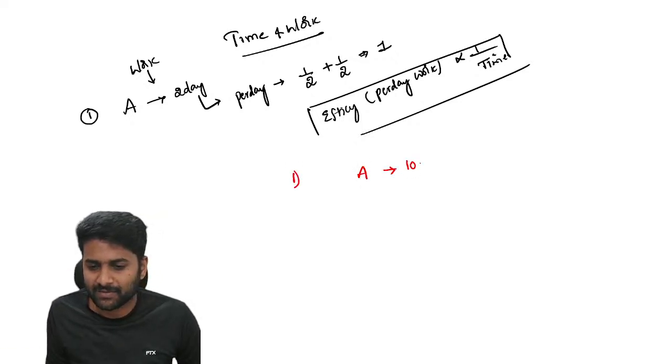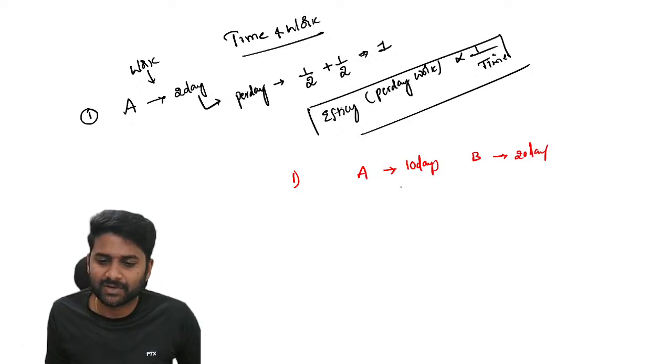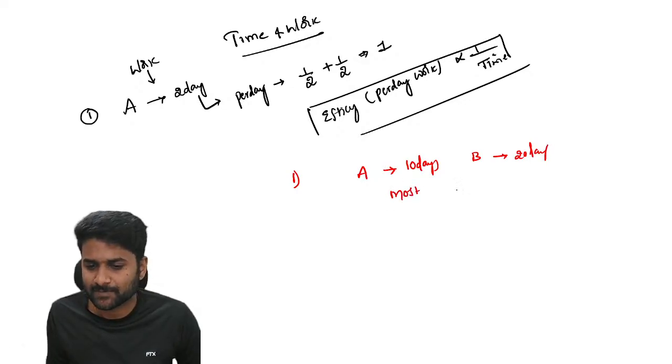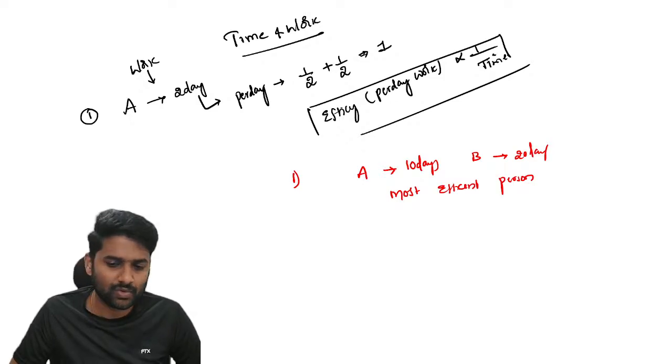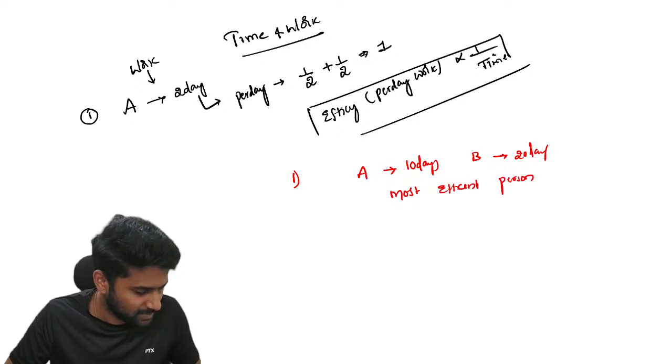A can complete the work in 10 days. B can complete the work in 20 days. Now you guys tell me, who is the most efficient person? A takes 10 days, B takes 20 days. Who is the most efficient person among those? Please comment your answer.